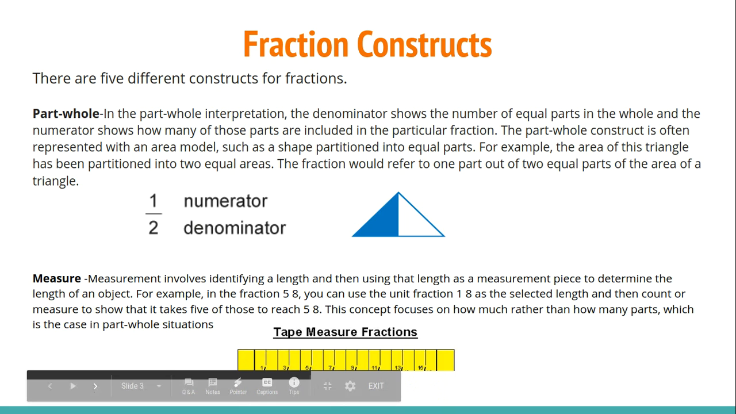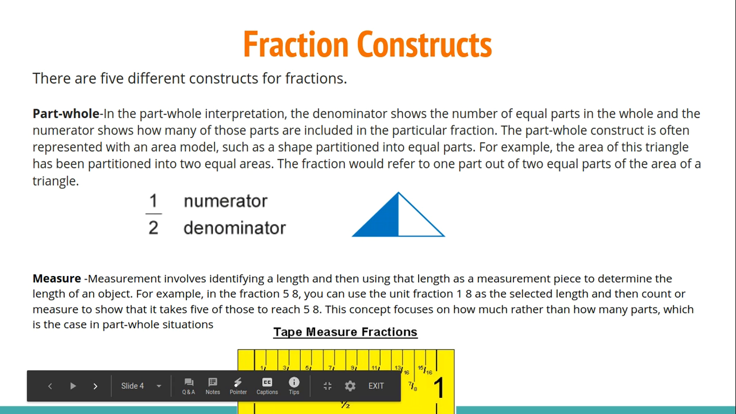Fraction constructs. There are 5 different constructs for fraction. The first part is part whole. In the part whole interpretation, the denominator shows the number of equal parts in the whole, and the numerator shows how many of those parts are included in the particular fraction. The part whole construct is often represented with an area model, such as a shape partitioned into equal parts.